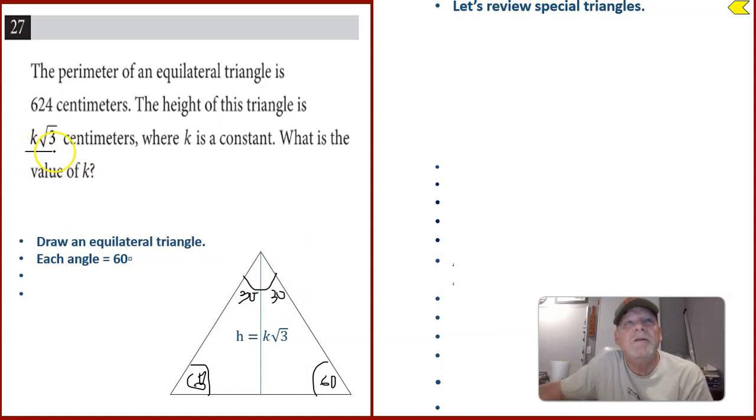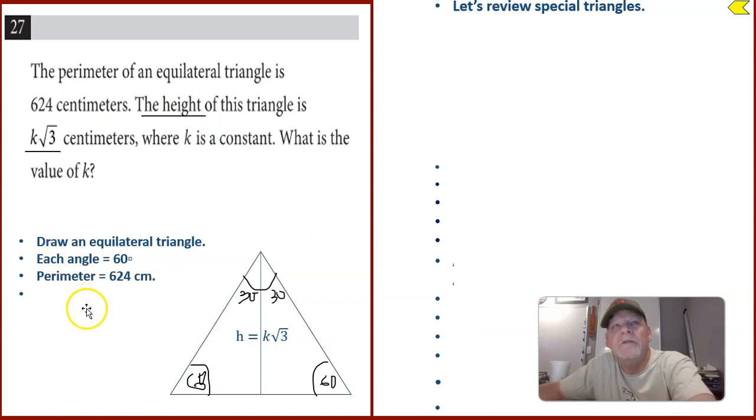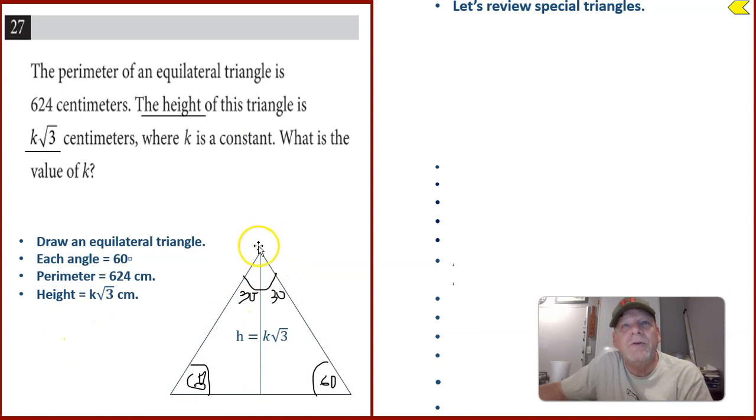We're given the height as being k square root of 3. So, since that's the height, we draw the altitude and we're given the perimeter. And an altitude is from this vertex down to the other one at a right angle. So now this is a right angle. So now this is a 90-degree angle. That's a 30, 60, 90 triangle.